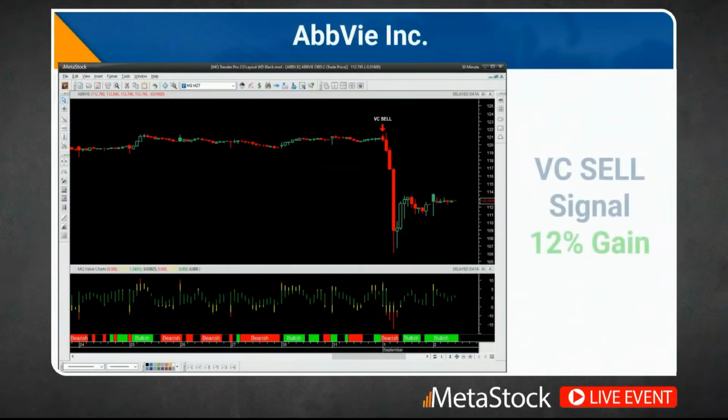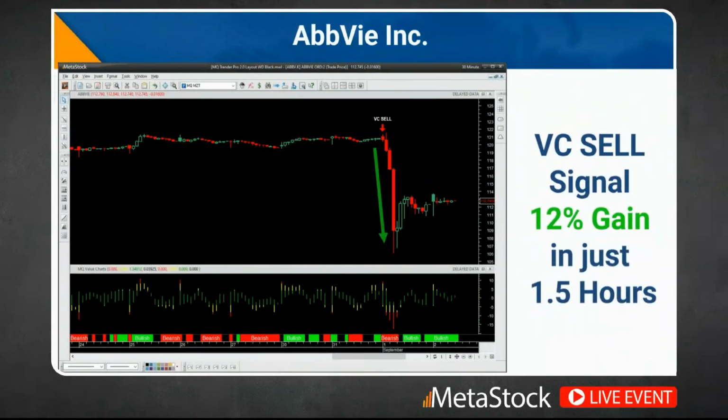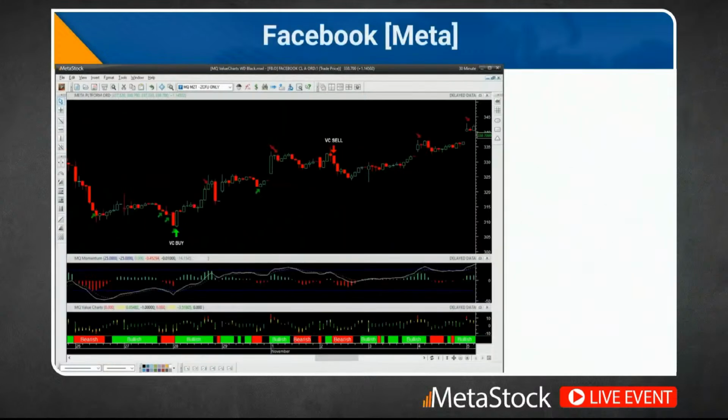So you get trades like this one in ABV. That's a 12%. That's just in the first hour and a half of the market open. And these gains aren't even using options. These are just flat out stock gains. So if you used options, it could have even been a lot more impressive.